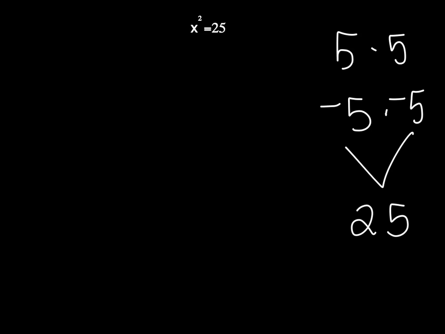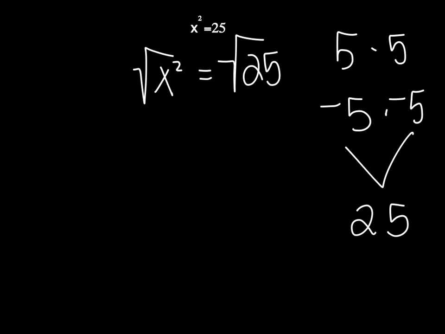So I'm going to take the root on both sides of this. So I'm going to take the square root of x squared equals the square root of 25. Now, that is the plus and minus, the positive and the negative square root. All right, so x equals positive 5 or equals negative 5.